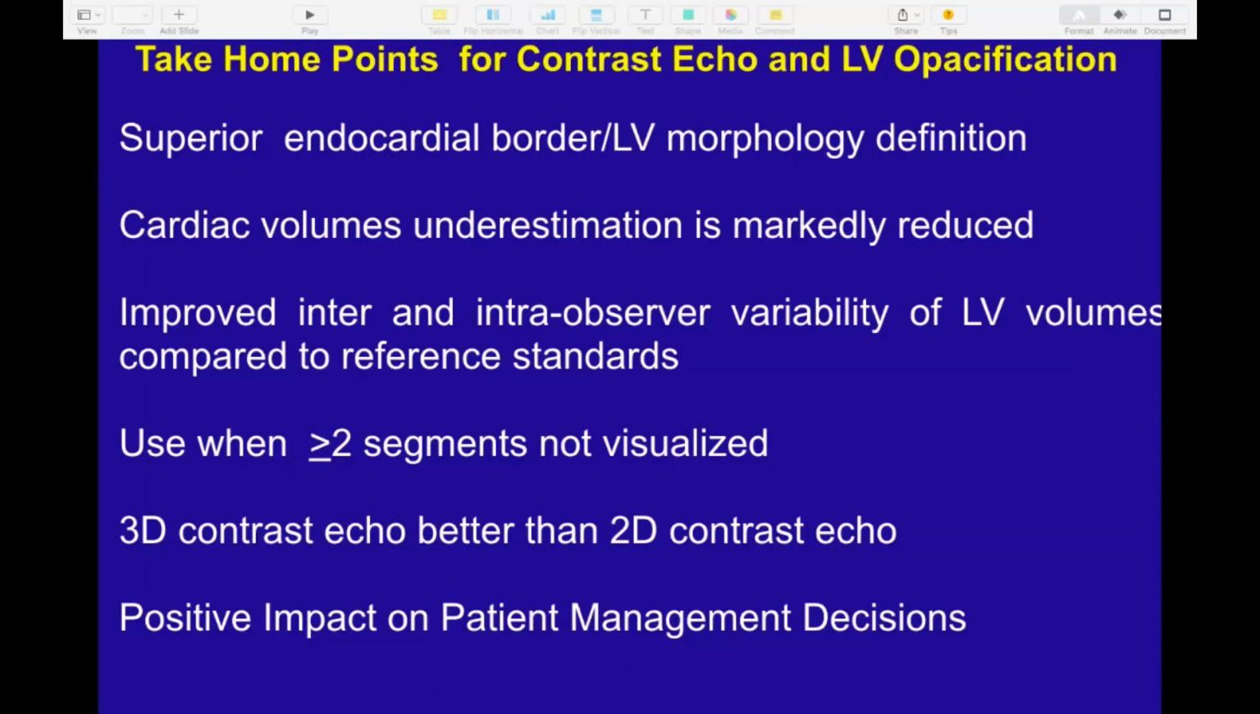So in summary, I would say the take-home points from the left ventricular opacification side are superior endocardial border and left ventricular morphology definition. The volume underestimation is markedly reduced. The significant inter- and intra-observer variability of LV volumes compared to reference standards is improved. Segment visualization is improved. 3D contrast echo is better than 2D. And then obviously there is a positive impact on patient management.